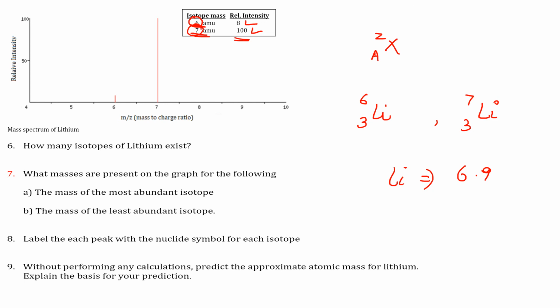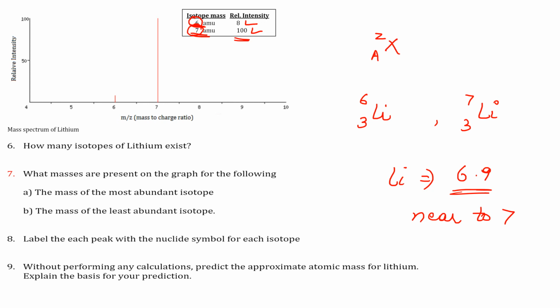For 7 AMU, the relative intensity is 100 and for the other it is 8. So the average atomic mass would lie near 7. As there is too much of a difference, we can predict that it would be around 6.9. I hope this is clear to you.